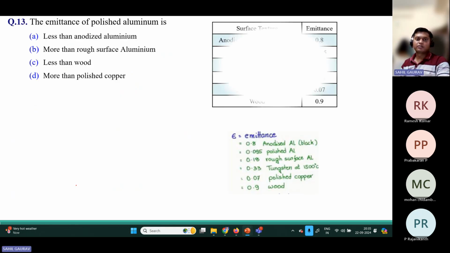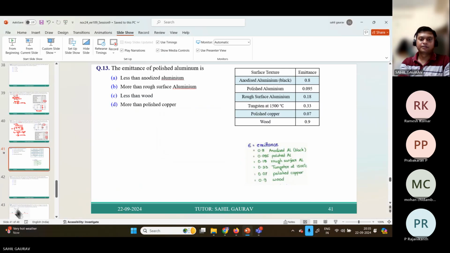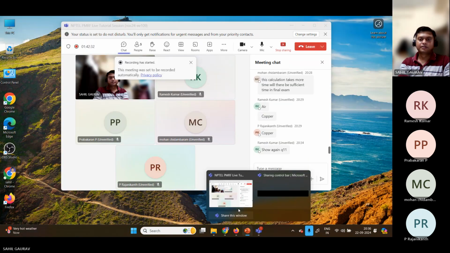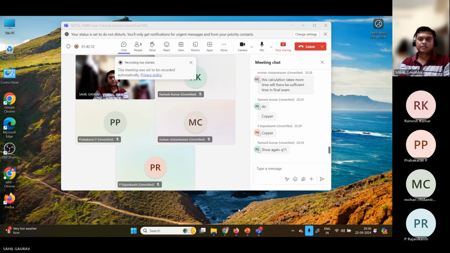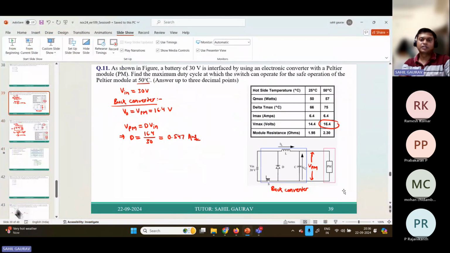Now coming to the next problem. The emittance of polished aluminum. So again question 11. Yes, Ramesh, anything you want to ask here?